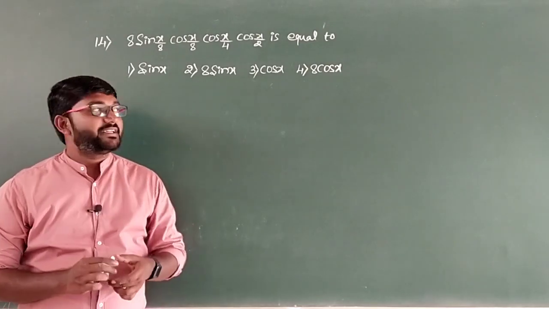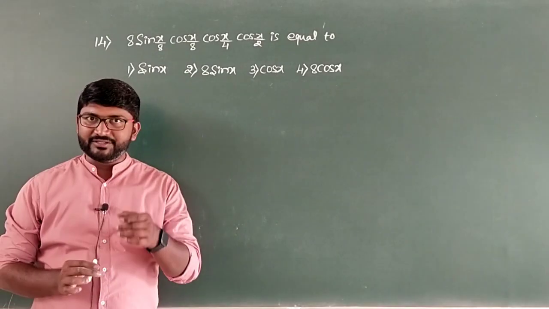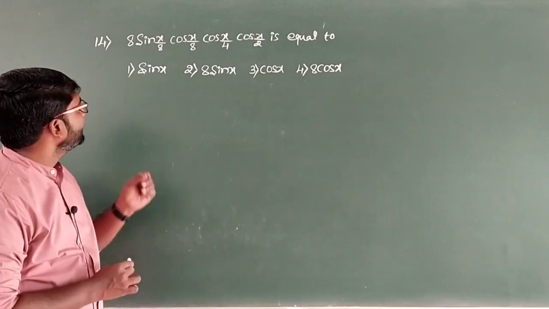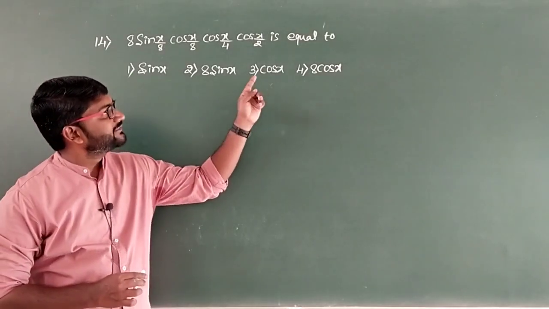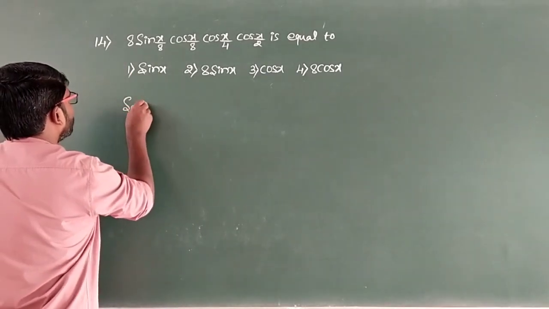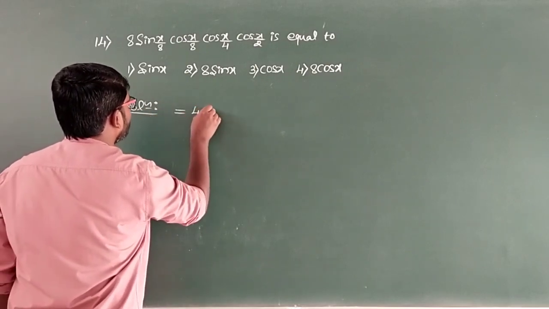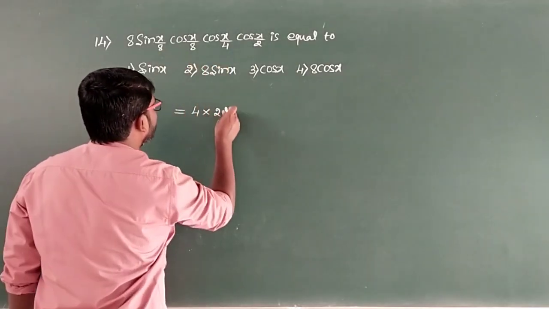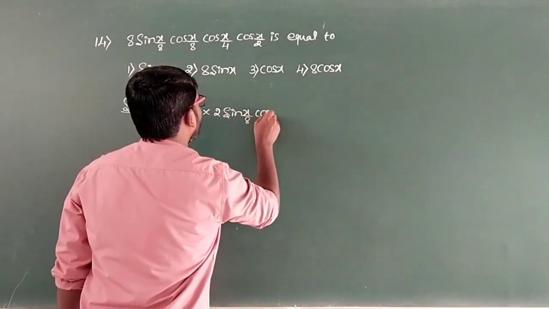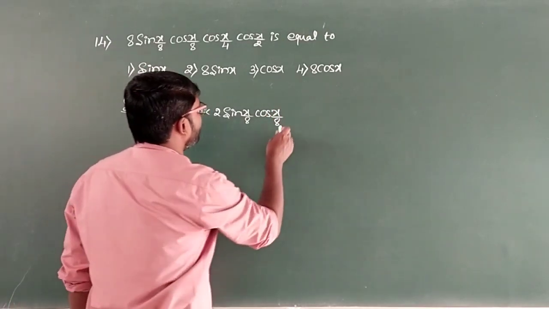Well, question number 14: 8 sin x by 8 into cos x by 8 into cos x by 4 into cos x by 2 is equal to, and the 4 options are sin x, 8 sin x, cos x and 8 cos x. So let us simplify this. Here 8 can be written as 4 into 2. So I will write it as 4 into 2. Then I write the remaining terms as they are: sin x by 8 into cos x by 8, then the last two terms as they are.